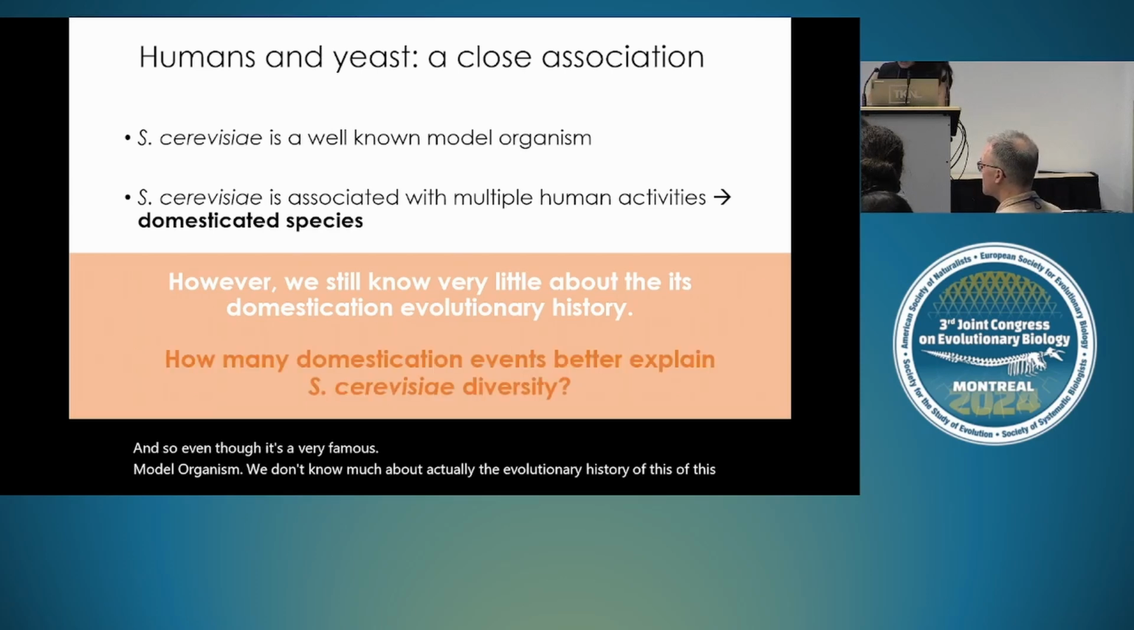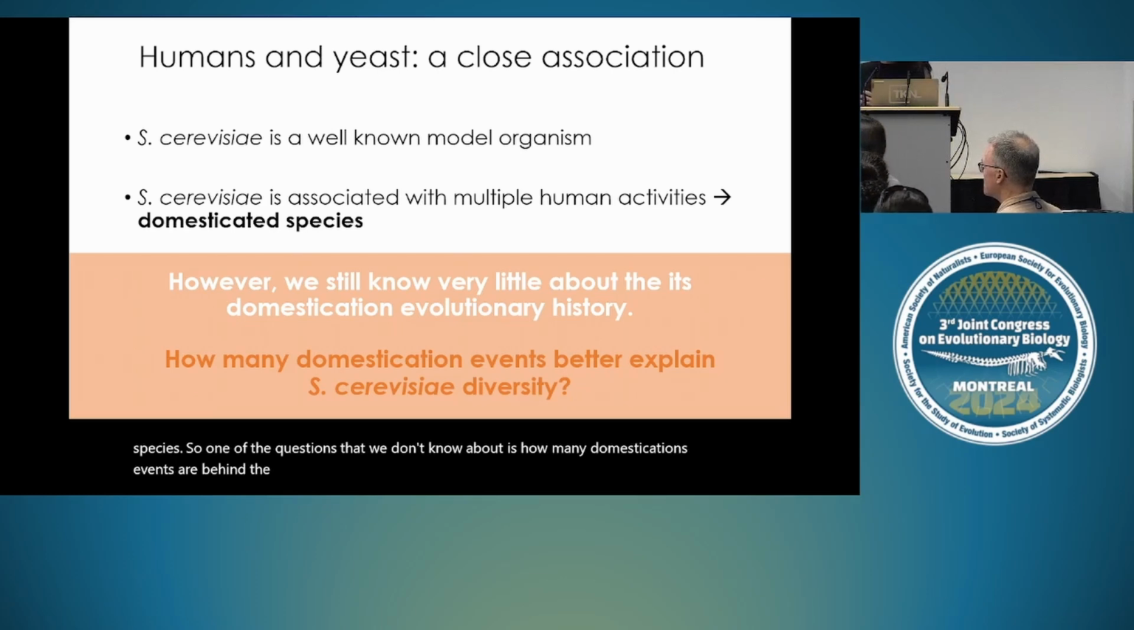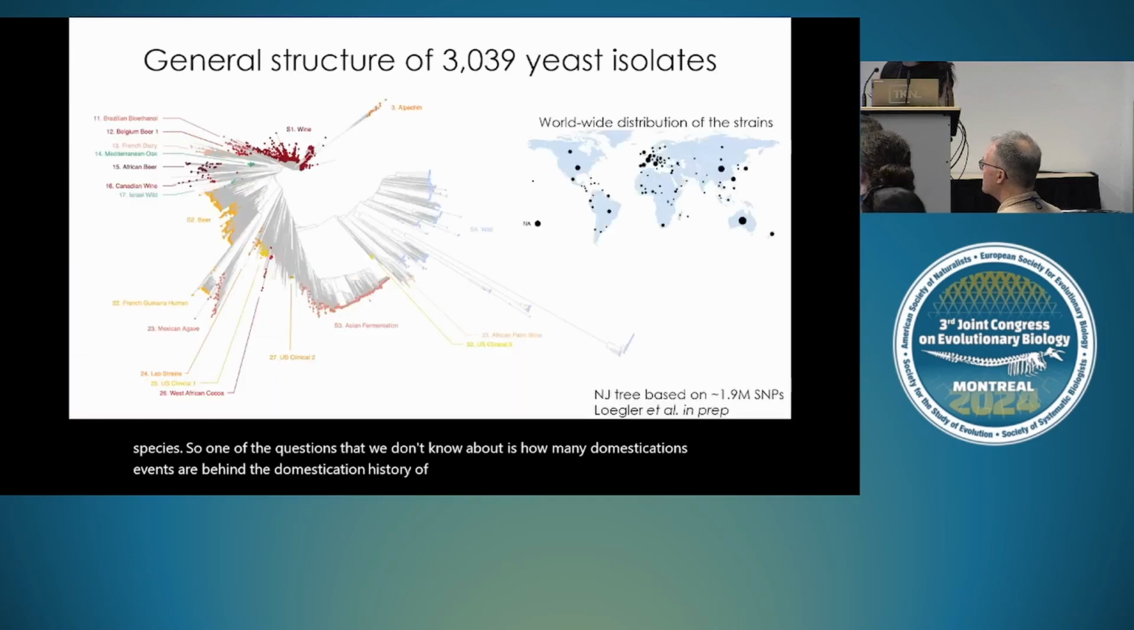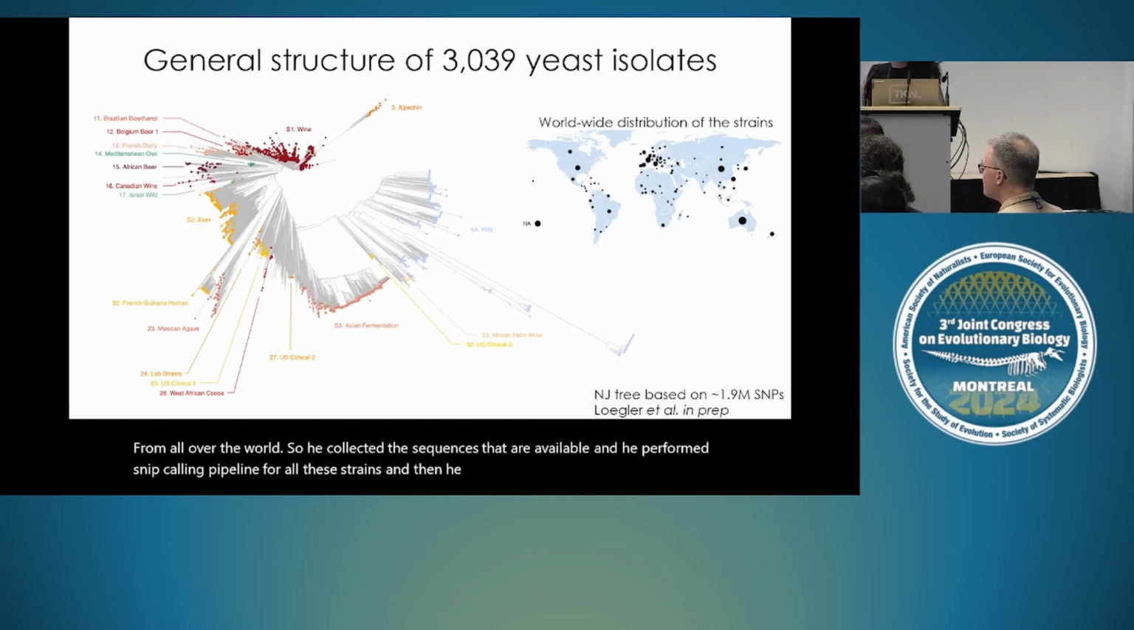One of the questions that we don't know about is how many domestication events are behind the domestication history of Saccharomyces cerevisiae. To address this question, we have a student in the lab who collected more than 3,000 strains from all over the world. He collected the available sequences, performed a SNP calling pipeline for all these strains, and then built this neighbor joining tree.